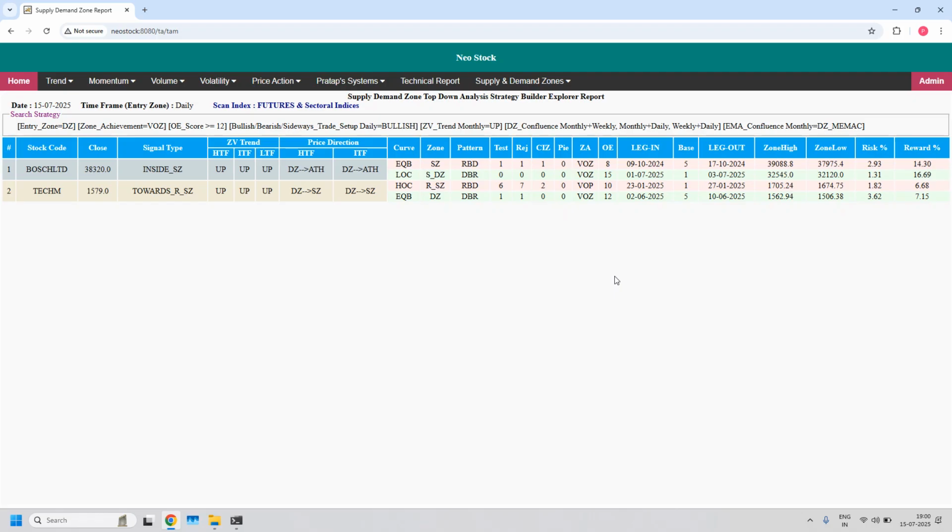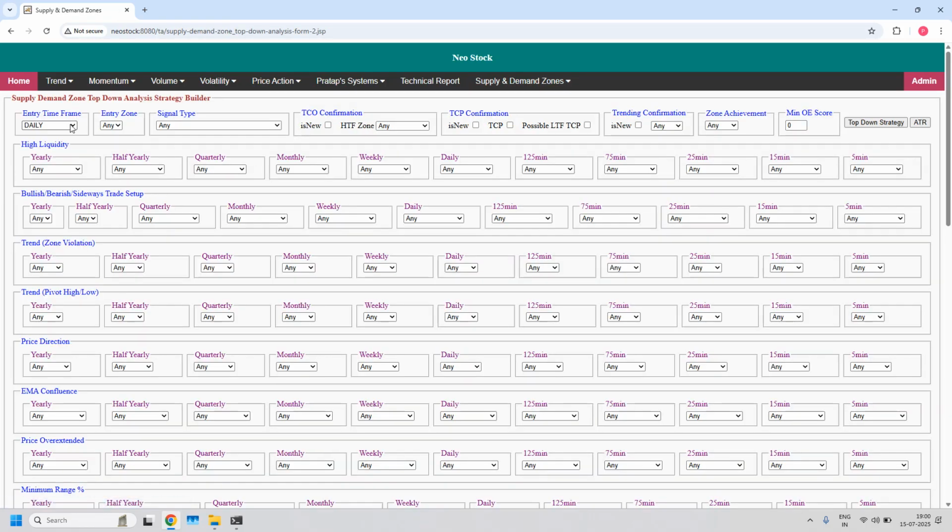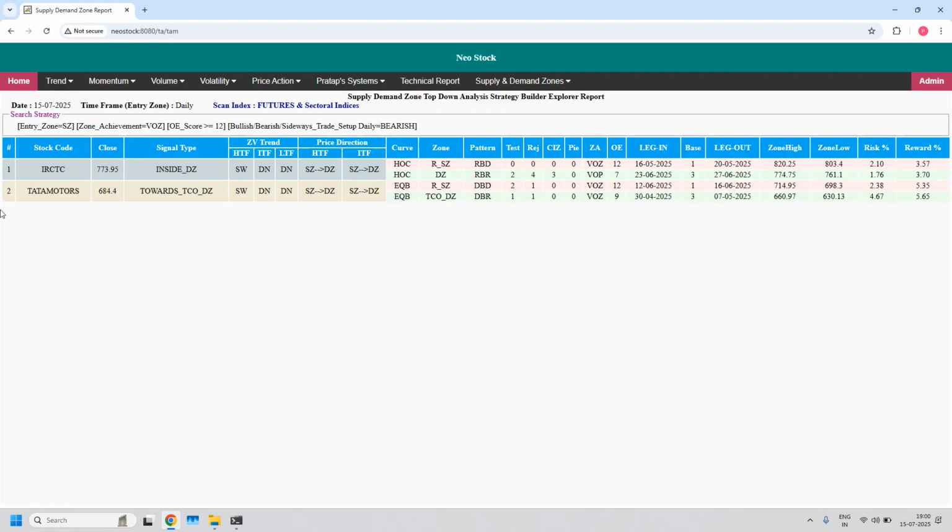Okay, next, this is about bullish trade setup for monthly income trade. Next, quickly I will reduce the commentary. Next, bearish trade setup for monthly income trade. Entry time frame daily, entry zone supply zone. Here daily I am selecting bearish. Zone achievement VOZ, minimum order enhancer 12. With these filters we got two stocks.